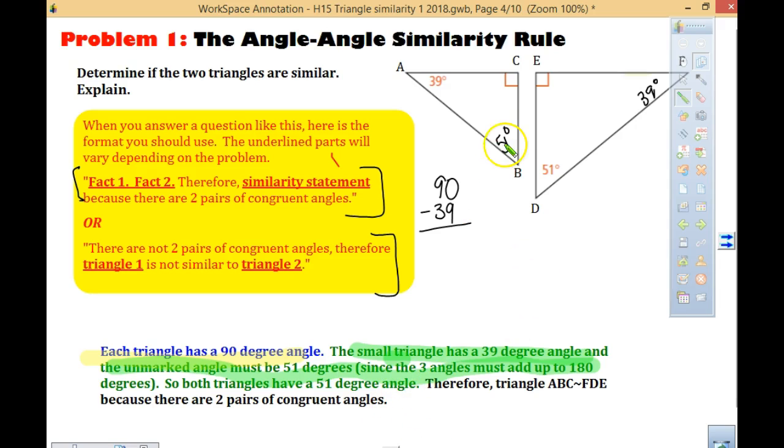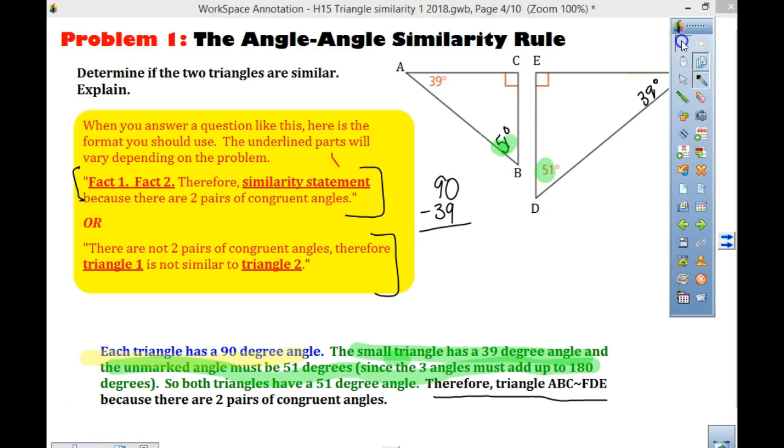So we have two triangles that have a 51 and a 90, or a 39 and a 90. This is the last statement that I will look for, where it's set up here. Therefore, I listed my two facts. Triangle ABC is similar to triangle FDE.